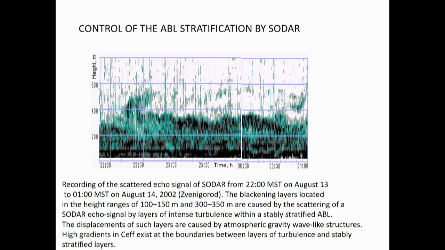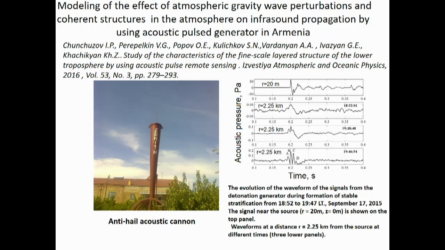And the control of atmospheric boundary layer stratification by SODAR allows us to detect the coherent structures and short period gravity wave perturbations in the atmospheric boundary layer. Such coherent structures create very high vertical gradients in the effective sound speed, which scatter the acoustic pulses from the detonation source. And here is shown the detonation source in Armenia, which is simply an anti-hail acoustic cannon. And using this source, we studied the effect of atmospheric gravity wave perturbations and coherent structures on infrasound propagation.